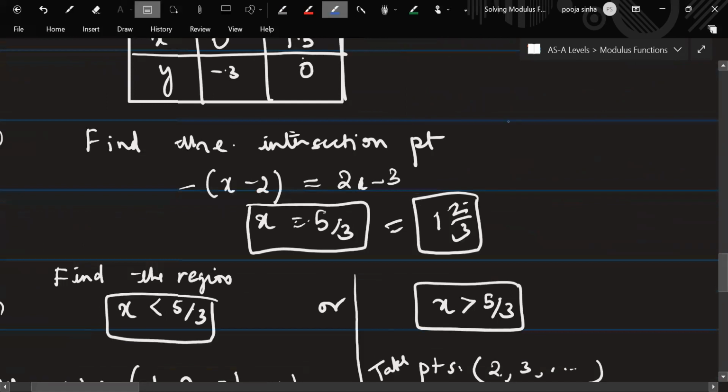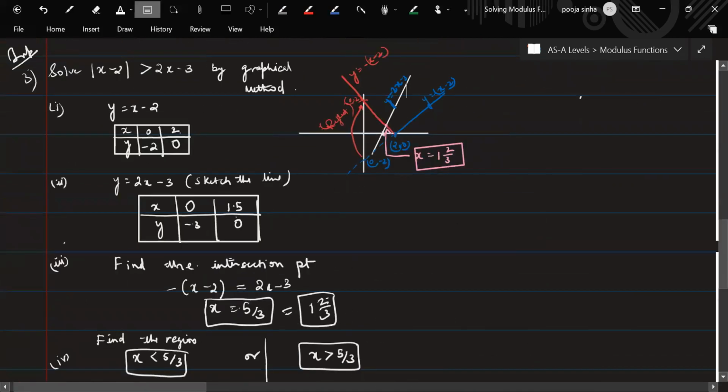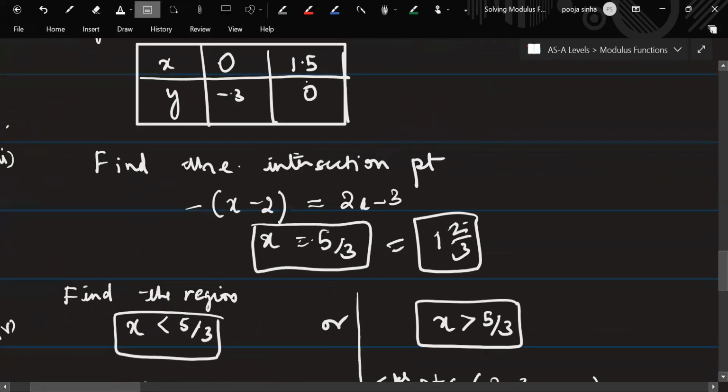So you have to do some bit of algebra here now. Finding the intersection point is the next step. So what did we do till now? We have plotted y is equal to |x minus 2|. It is not a line, it is with the mod, so it will have both, a V kind of a graph. y is equal to 2x minus 3 did not have any mod, so it's just a line. And then you find the intersection point for both. That's your third step.